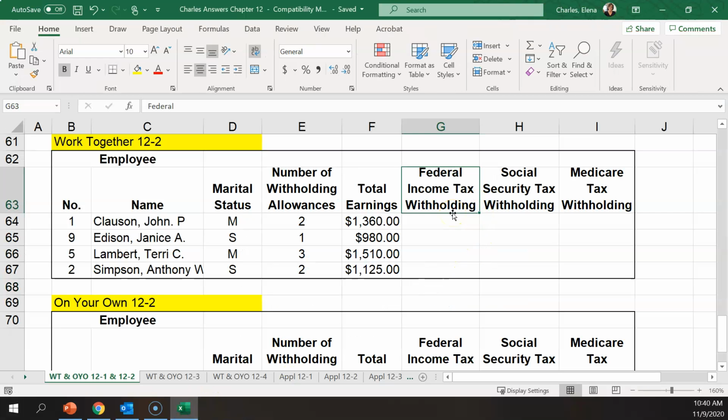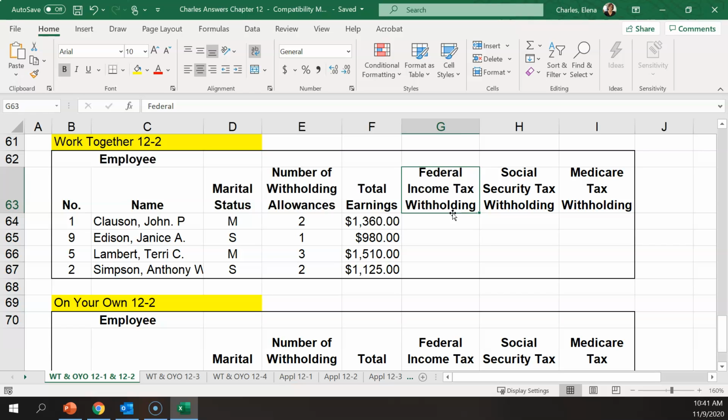Okay, so let's try this 12-2. We're going to work on our Excel spreadsheet for 12-2 together. And you need to know that we are using certain percentages. So I need to read the directions and you need to follow along. I'm on page 357 in your textbook in the middle of the page. Information taken from a semi-monthly payroll is given in the working papers. Your instructor will guide you through the following examples.